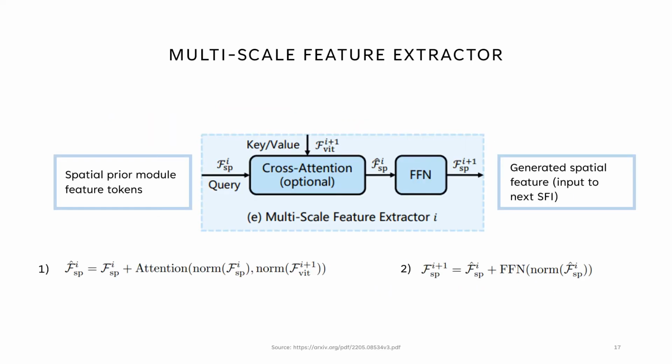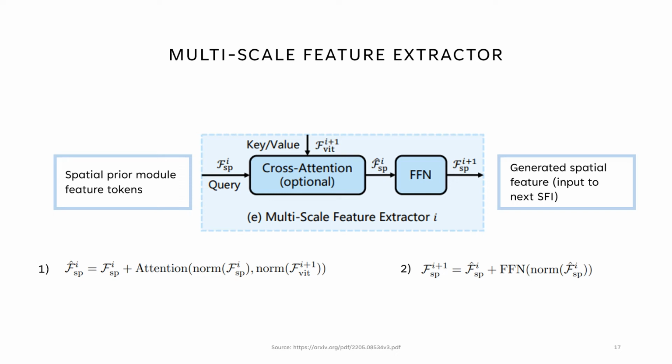Feature interactions. After the spatial features from the spatial feature injector go through a block of transformer encoder layers, the output of that block is extracted. Multi-scale cross-attention is performed again. This time, the query is the spatial feature tokens, and the key and value is the output of the transformer encoder block. The generated spatial feature is fed into a feed-forward network as shown.